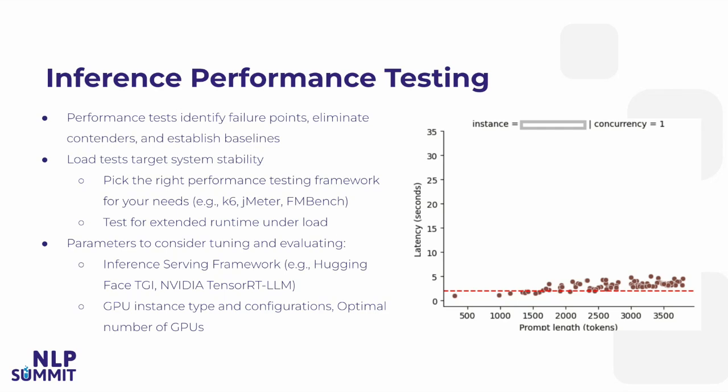Load tests target system stability, and we need to pick the right performance testing framework for our needs. Some common load testing tools include Grafana K6, Apache JMeter, and AWS's own FM Bench. We want to test for an extended runtime under load to simulate different traffic patterns. Some parameters to consider tuning and evaluating for your performance test include the inference serving framework. Some popular frameworks out there include Hugging Face Text Generation Inference, or TGI, and NVIDIA TensorRT LLM, the GPU instance type and configurations, and the optimal number of GPUs.